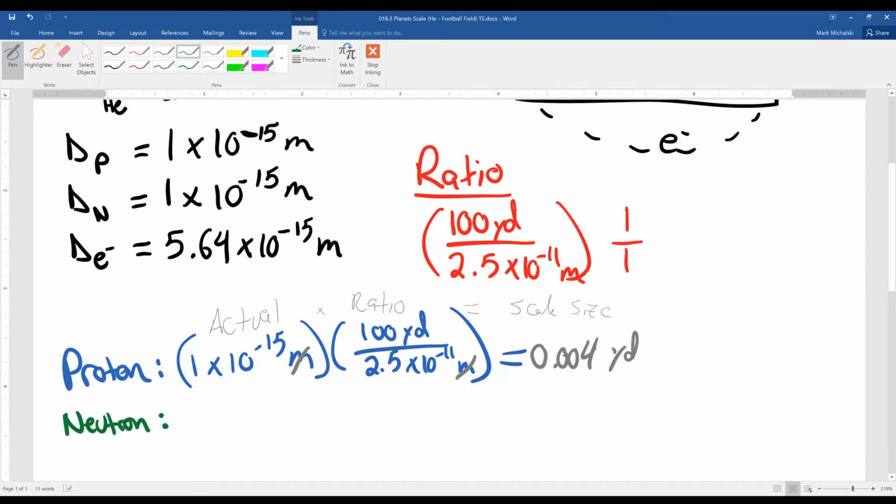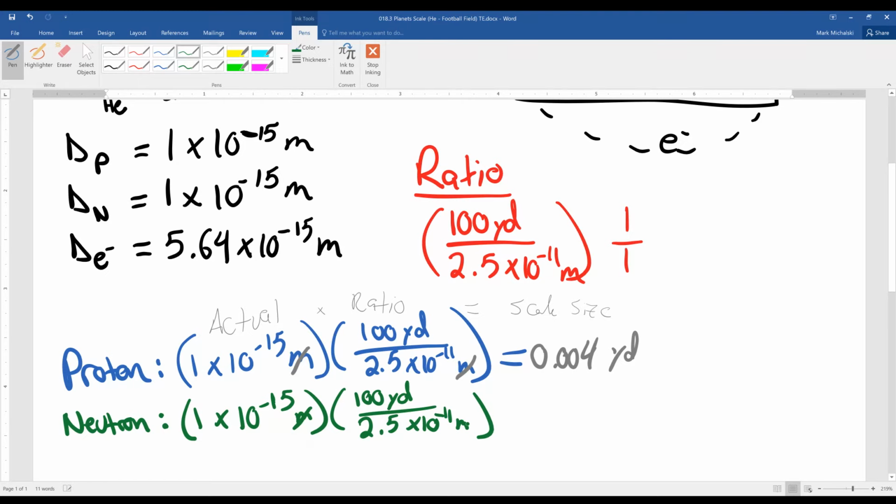Now, since I know you guys are all awesome students, you'll probably notice that the neutron was the exact same size as the proton. So I can do the exact same thing again, or really, don't tell anybody, you could just skip this step because nothing has changed. But I'm going to write it out just to be thorough here. So 2.5 times 10 to the negative 11 meters, just to show the thought process.